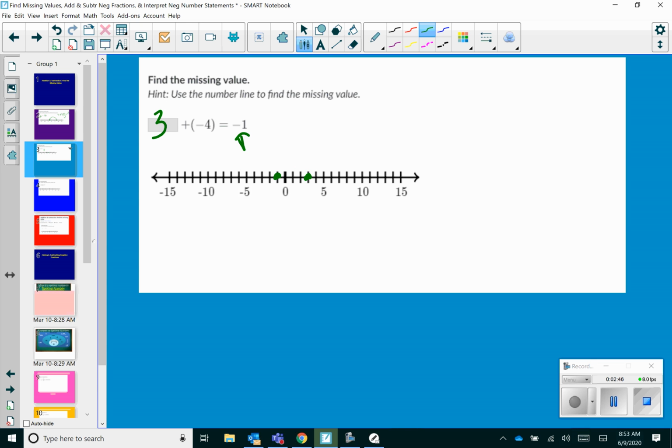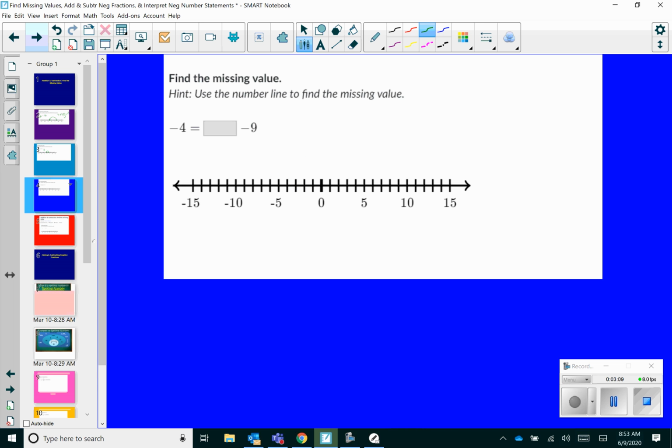So if I were at +3 and I added 4 negatives, I'd move to the left 4 units getting to -1. Is 3 plus -4 going to leave me with a -1? Well, our rule says different signs we subtract and keep the sign of which has more, which we clearly have more negatives. So 3 would be the correct answer for this one.